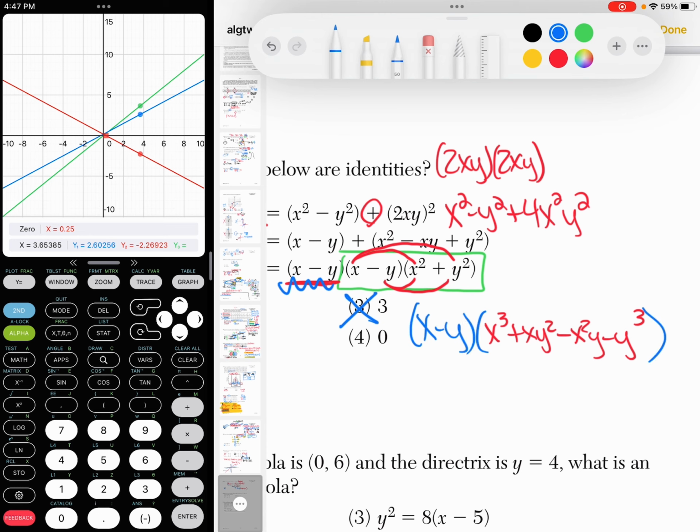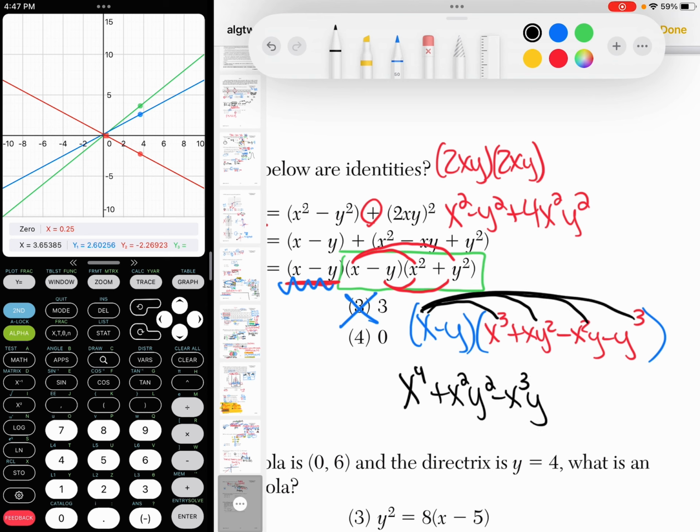So this is being multiplied to this now. So I'm going to have to distribute it all out. X times x to the third gets me x to the fourth. This is plus x squared y squared. This is minus x to the third y. This is minus xy to the third.